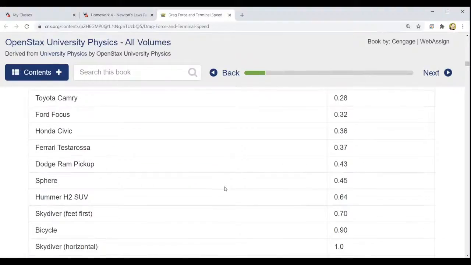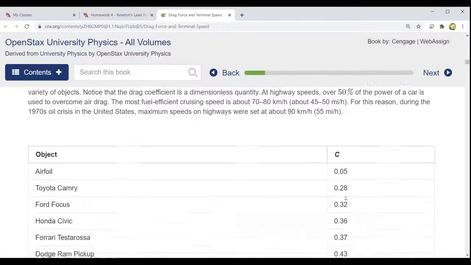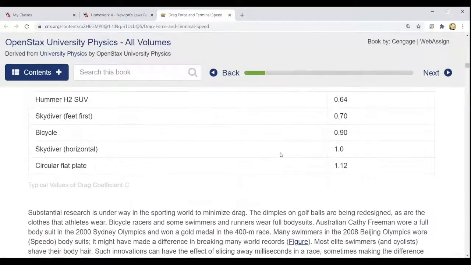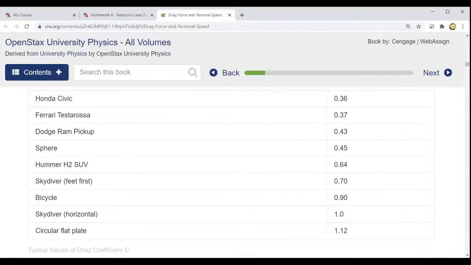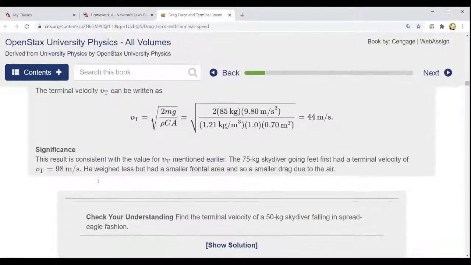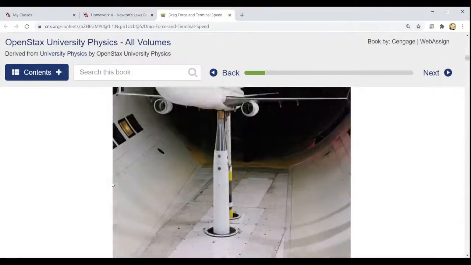and it gives you a table of drag coefficients for a variety of objects. So what is a drag coefficient? It's kind of like the coefficients of friction, in that the material, but also the shape of the object influences how much drag it has. There's also some mathematics deriving what's called terminal velocity. So we'll take a closer look at that on the whiteboard when we get to it.